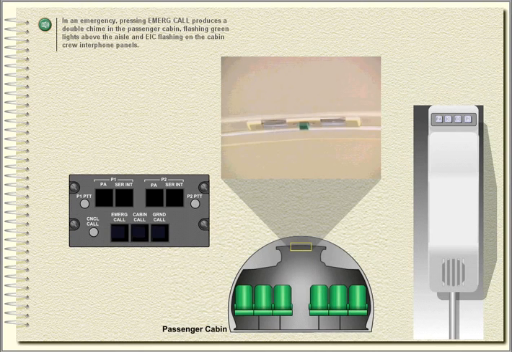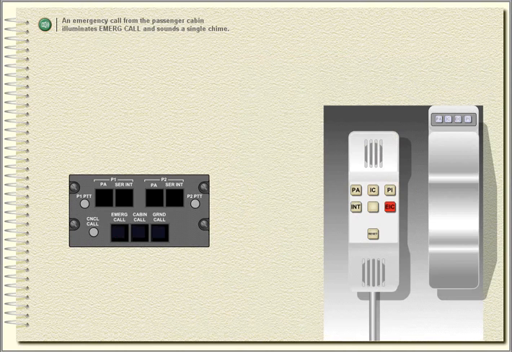In an emergency, pressing Emergency Call produces a double chime in the passenger cabin, flashing green lights above the aisle, and EIC flashing on the cabin crew interphone panels. An emergency call from the passenger cabin illuminates Emergency Call and sounds a single chime.